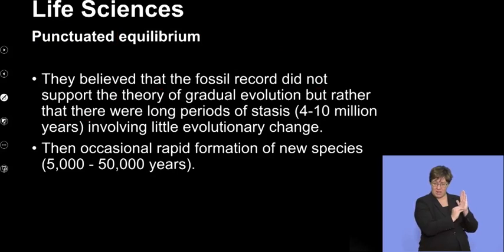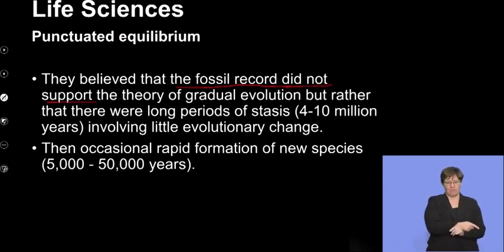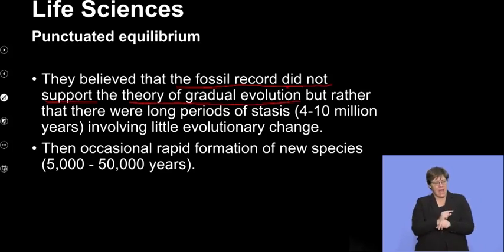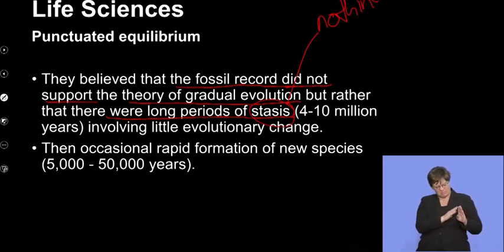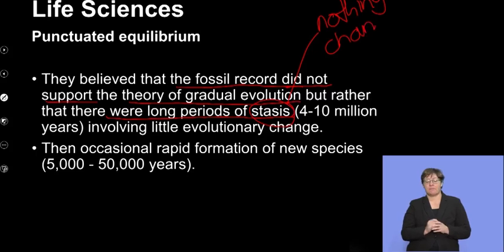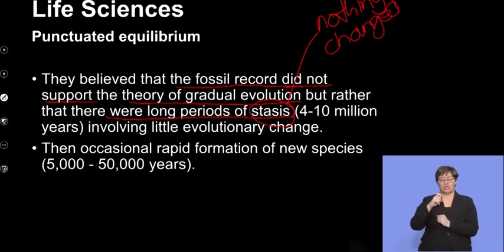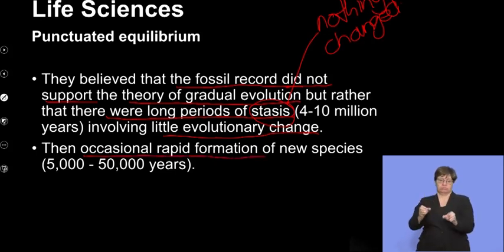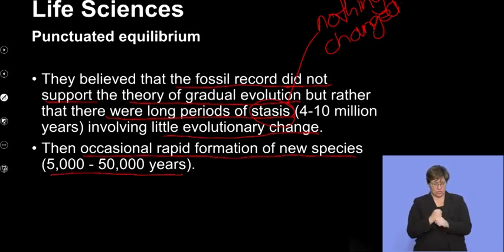So they said no, when they studied the fossil record, it did not support the theory of gradual evolution, but rather that there were long periods of time where there was stasis. So in other words, nothing changed. The organisms remained more or less the same for long periods of time, and this would then be punctuated. There was very little evolutionary change during that time, and then occasional rapid formation of new species. So it would be a much shorter period of time. Here you can see it's the long periods of 4 to 10 million years, whereas in very short, between 5,000 and 50,000 years, there would be rapid change in species.